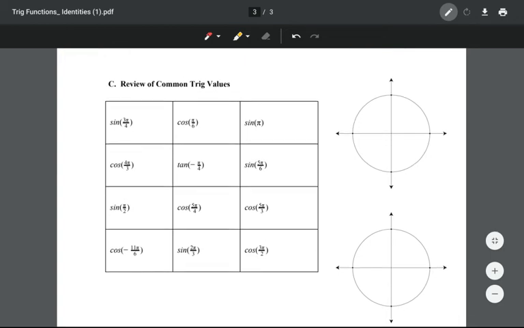You need to be memorizing these. You want to be really, really good at these because we're going to be doing problems in the very near future that involve knowing these quickly so that you can do a bigger problem. I'm going to go ahead and start with my quadrantal angles.